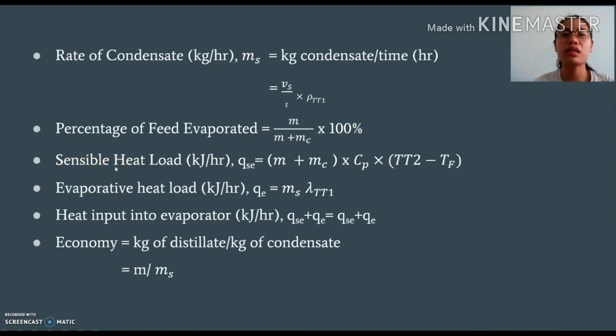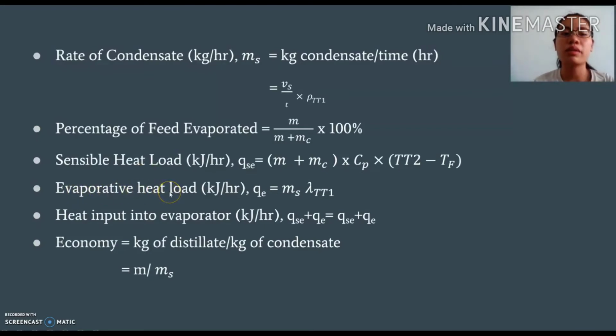And next is sensible heat load, which is the measurement of how much heat energy is required to increase the temperature. So the formula is the mass times the specific heat capacity and the temperature difference. The mass is the feed mass. Cp will be set at 4.18, and the Tt2 will be minus Tf. Tf is room temperature, which we set as 25 degrees Celsius.